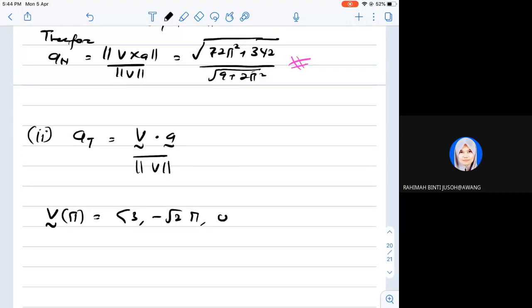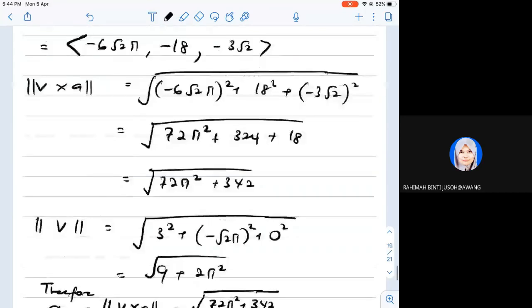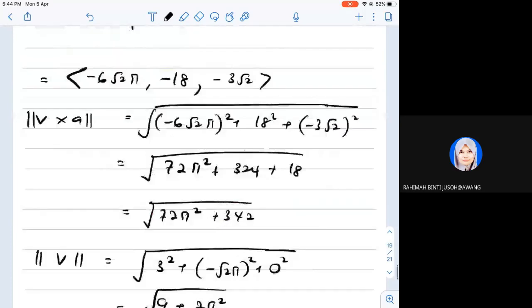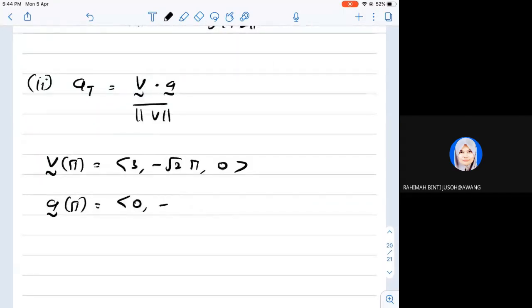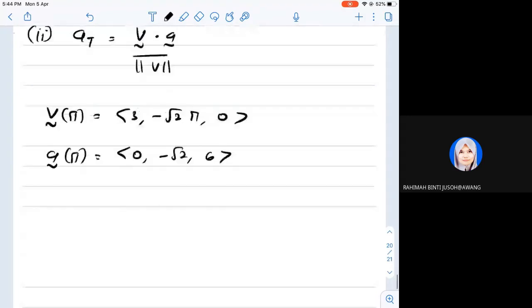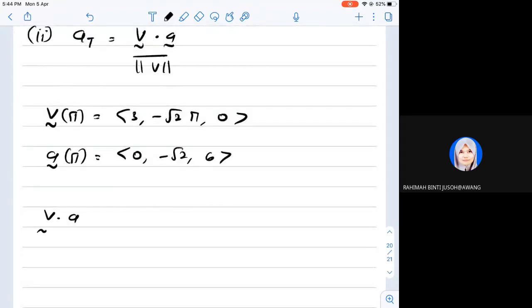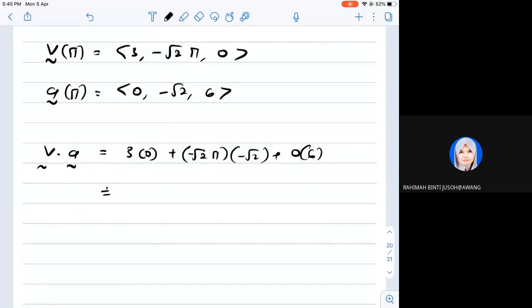And then acceleration at time t equals to pi kita ada 0, negatif square root 2, 6. So carilah V dot A. Okay, 3 kali kosong tambah negatif square root 2 pi darab negatif square root 2 tambah 0 times 6. So you all akan dapat 0, negatif square root 2 yang square root 2 jadi 2 pi.